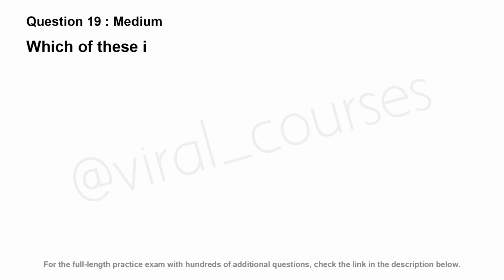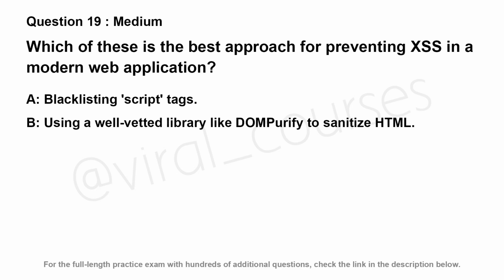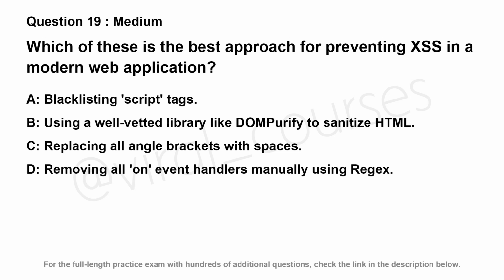Which of these is the best approach for preventing XSS in a modern web application? Option A. Blacklisting script tags. Option B. Using a well-vetted library like DOMPurify to sanitize HTML. Option C. Replacing all angle brackets with spaces. Option D. Removing all on-event handlers manually using regex.